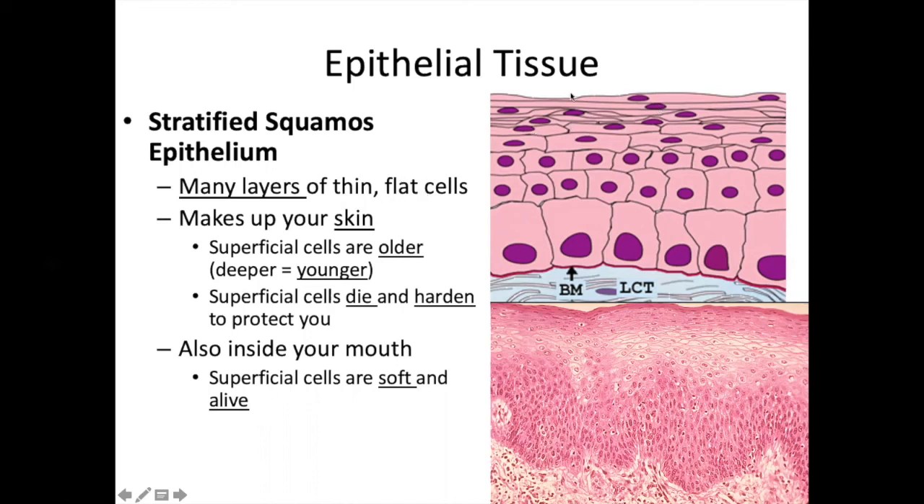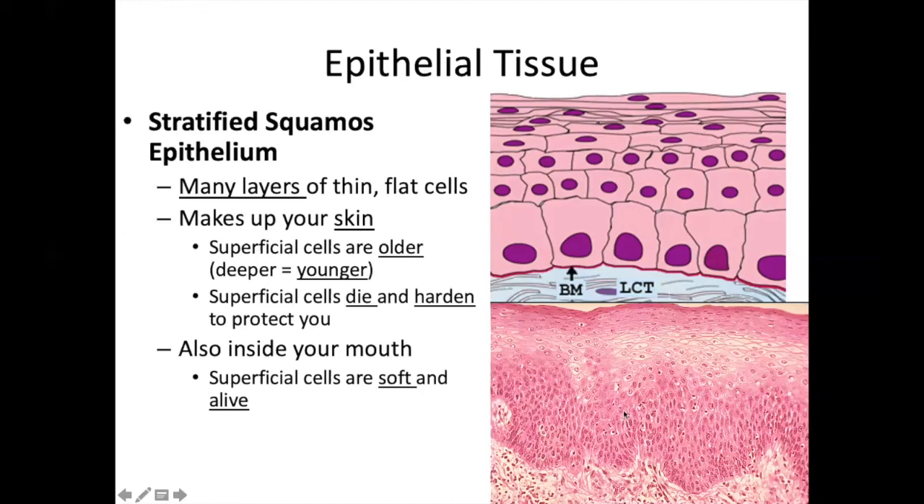This is what we call superficial. This is a word that I didn't put in your terminology. I probably should have. Superficial means at the surface, and then deeper is younger. The superficial cells die and then get hardened, and they're going to act as a layer of protection.